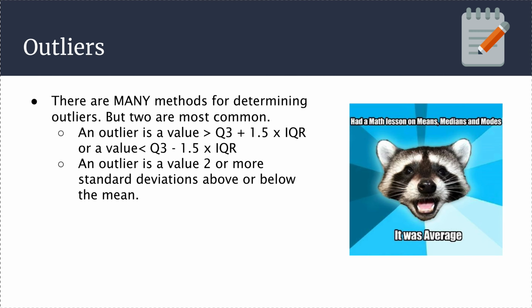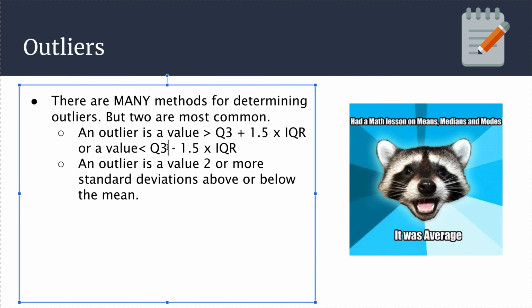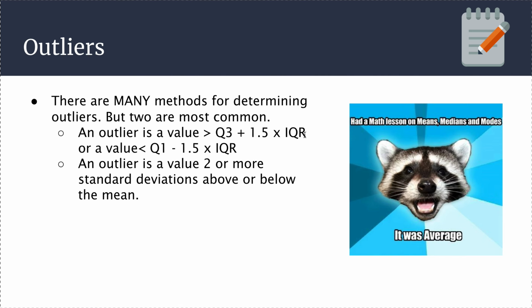Let's talk a little bit more about outliers. There are many methods for determining outliers, and there's no one that is per se right, but two are most common. One, people will say that an outlier is any value greater than the third quartile plus 1.5 times the IQR, or a value less than the first quartile minus 1.5 times the IQR. Again, think order of operations. You multiply 1.5 times the IQR and add it to Q3. Any numbers bigger than that are upper outliers. Take 1.5 times the IQR and subtract it from quartile 1, and that will give you any lower outliers, anything less than whatever that number is.